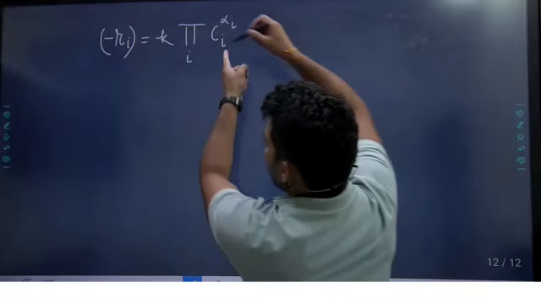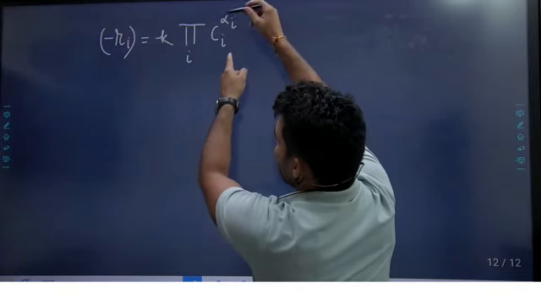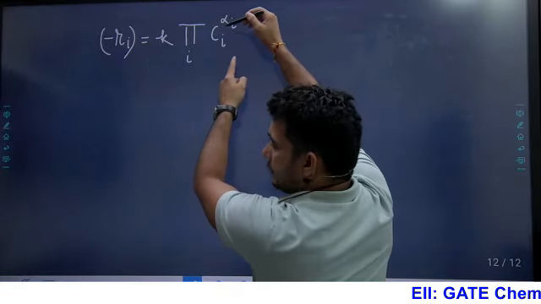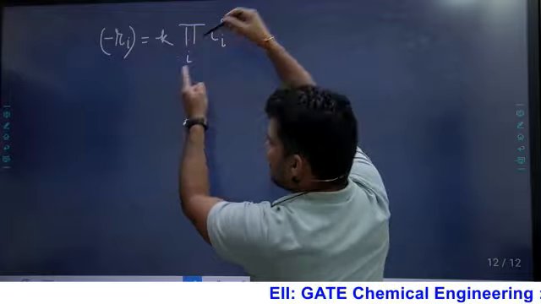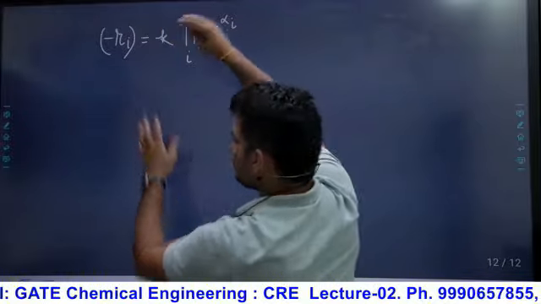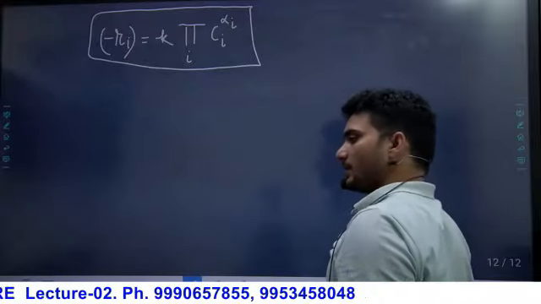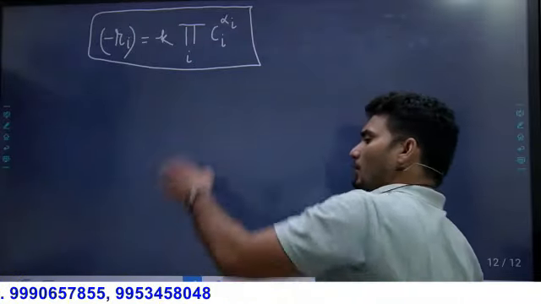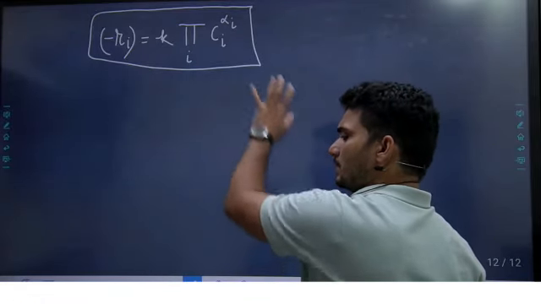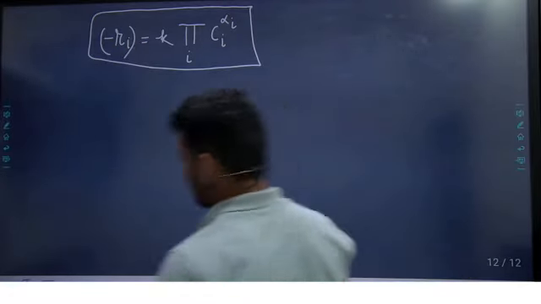Are you following? For component A, it is the concentration of A to the power alpha A, where alpha A is the order of reaction with respect to reactant A. Alpha B is the order of reaction with respect to reactant B. The overall order of the reaction is N. So that is your power law model.